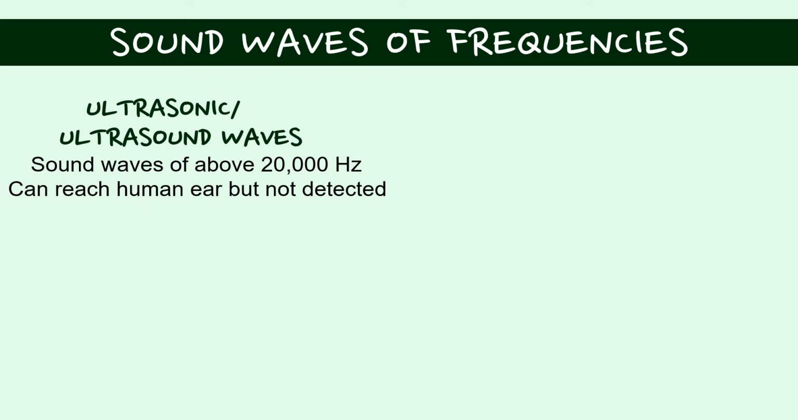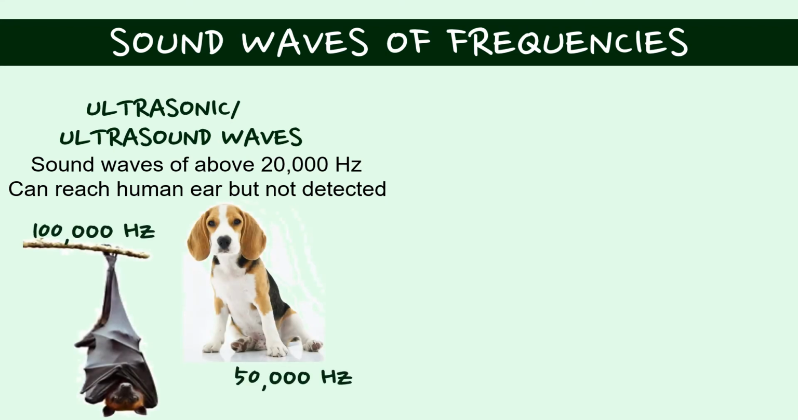We can hear it but eventually not detected, unlike the following animals. Bats can hear 100,000 hertz and dogs can hear 50,000 hertz. This means that these animals can eventually detect even the simplest or smallest sound that humans could not ever hear.